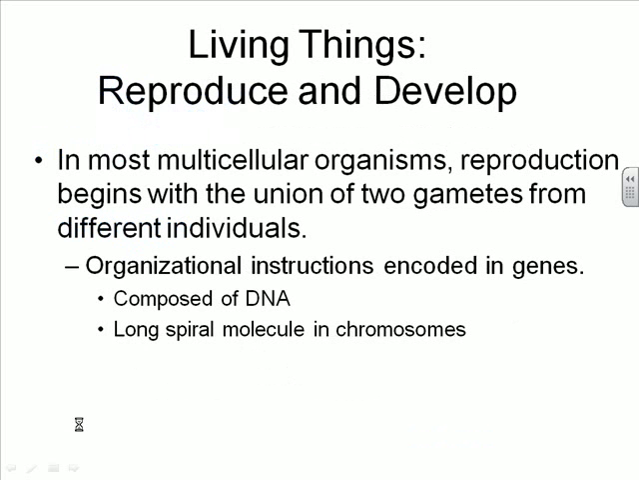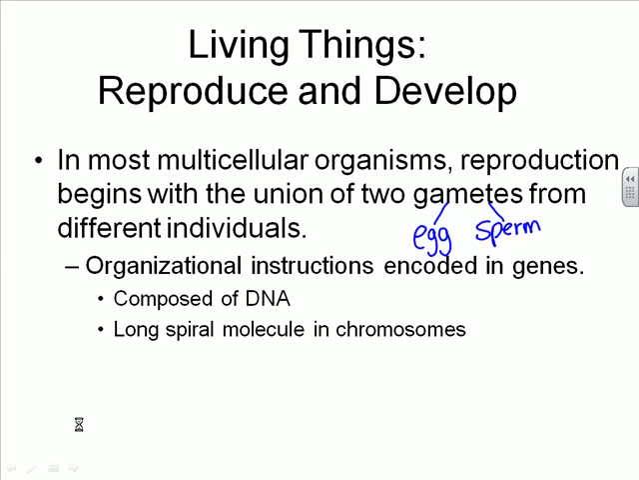Now, reproduction is necessary in order to continue a species. So it is a major characteristic of living things. We know that a lot of multicellular organisms have to begin by uniting two gametes. And your gametes, for a human, would be your egg and your sperm. We also know that we take these from two different individuals. It allows us a lot of variation or variety in the living population.